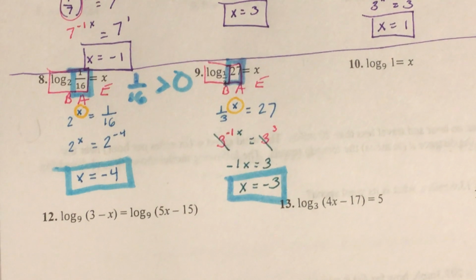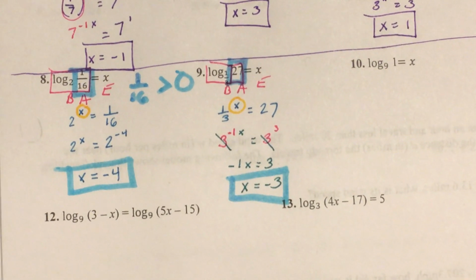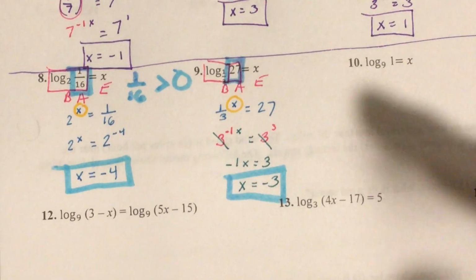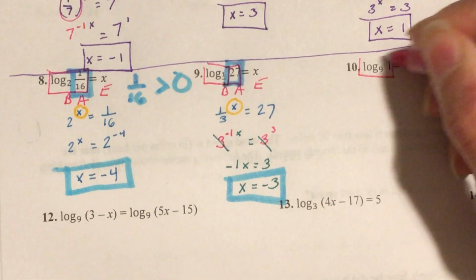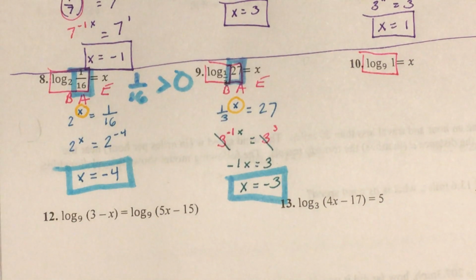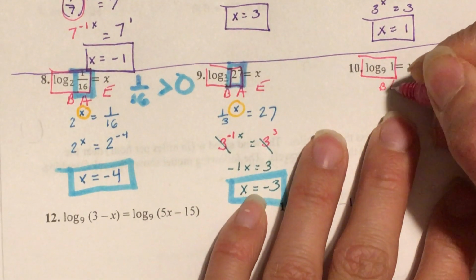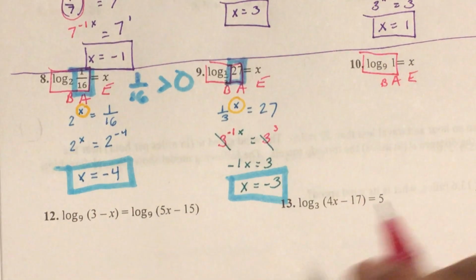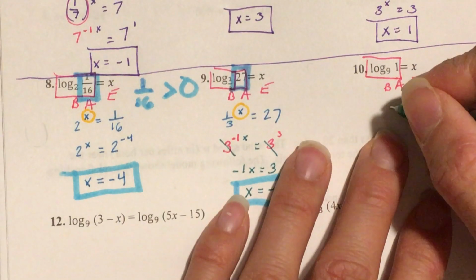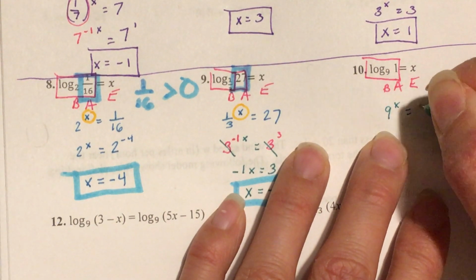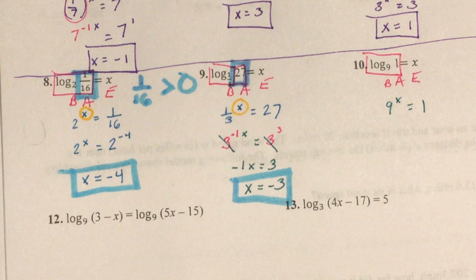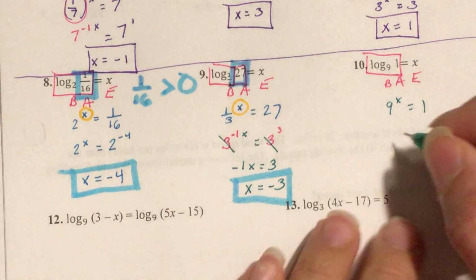So, folks, let's go ahead and move on to number 10. So we have a log equation. It is isolated. There is one log, so we are going to put it in exponential form. So big animal, here's our base is 9. Our exponent is x, and our answer is 1. So I recommend pausing this video and see if you can figure out what value of x would make this statement true.